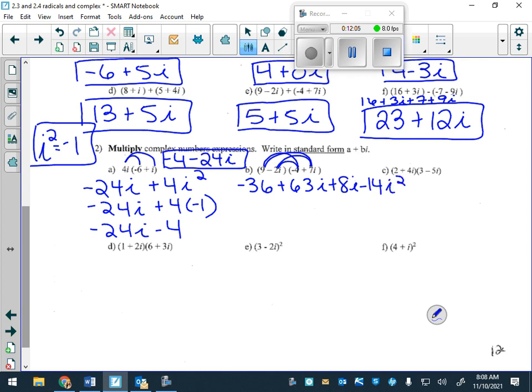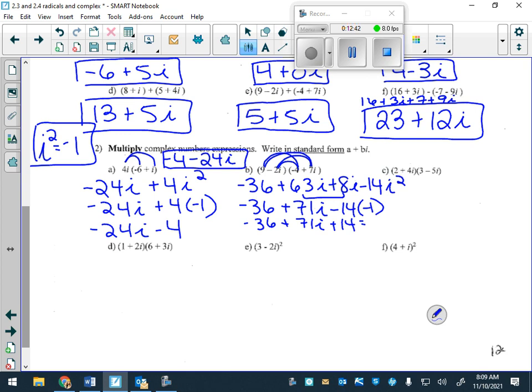So once you distribute, you have a bunch of stuff going on. Okay. We have the negative 36. Can I combine 63i plus 8i? Because they're like terms. What do I get? 71i. Then, what does i squared equal? Negative 1. So, I have negative 36 plus 71i plus 14.